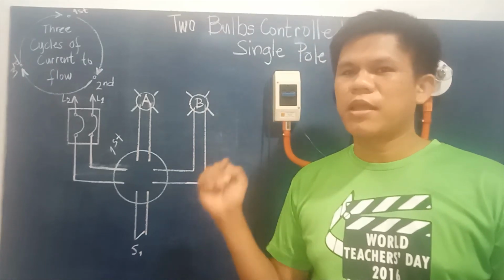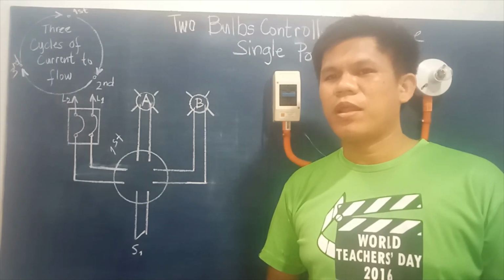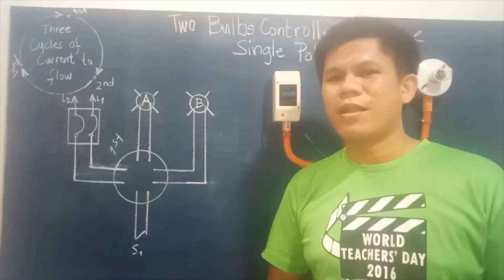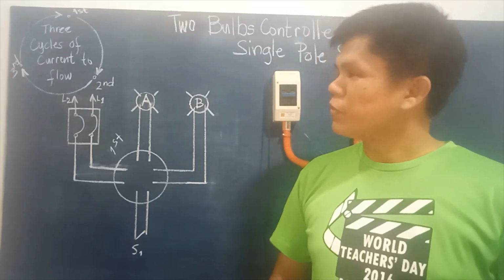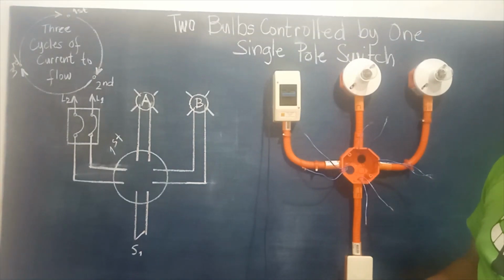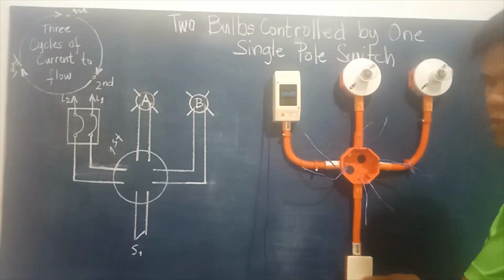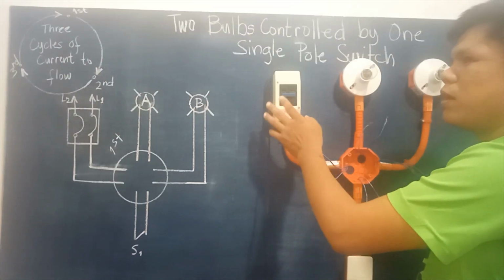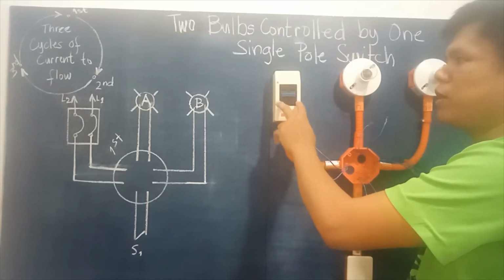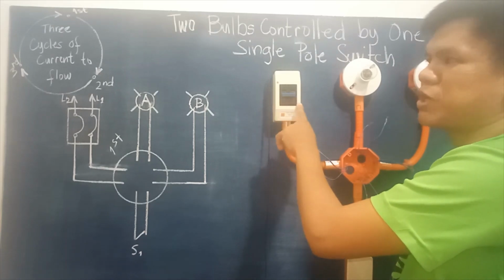And this is our second tutorial video for electrical wiring installation or basic wiring installation. So with this we have two bulbs controlled by one single pole switch. So we have here two bulbs with one single pole switch, of course, to our electrical protective device. So this is what we call a circuit breaker.